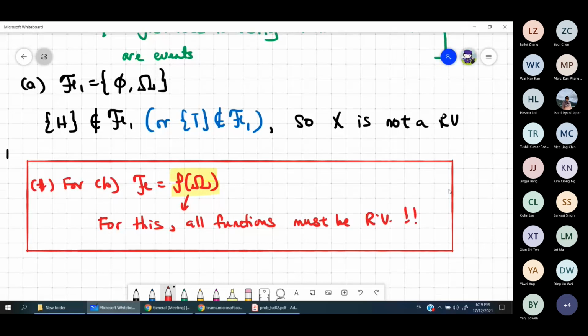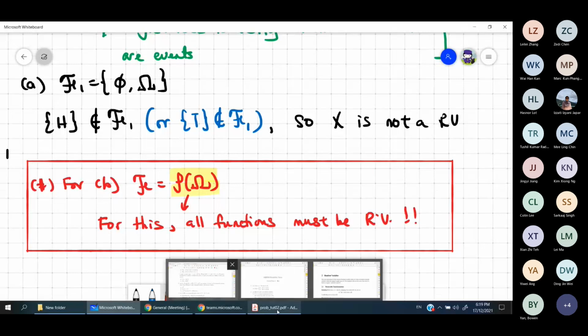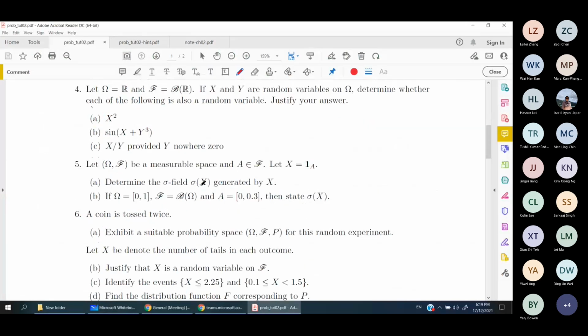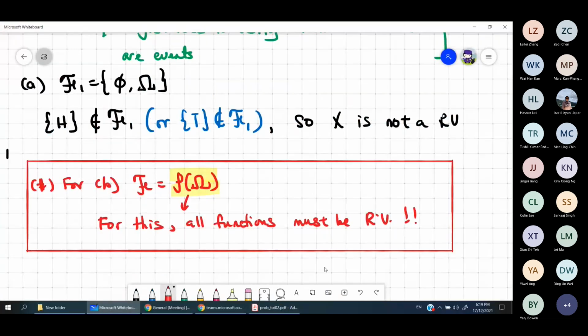So the next question, question 5A. Actually, A and B are the same. In fact, we can say question 5B is a special case of A. So in general, the answer will be like this. I just write the answer.